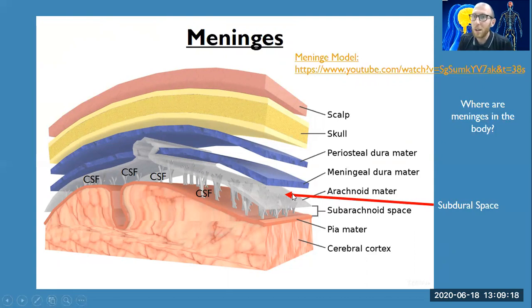So subdural space, subarachnoid space, and specifically within the subarachnoid space, you have the cerebral spinal fluid, super important fluid we'll talk about later. But for now, remember CSF is in the subarachnoid space.